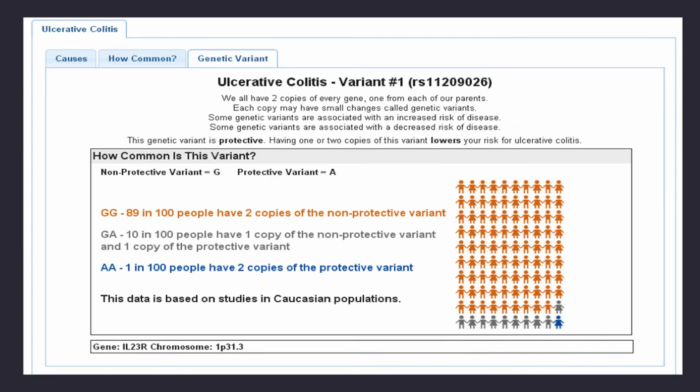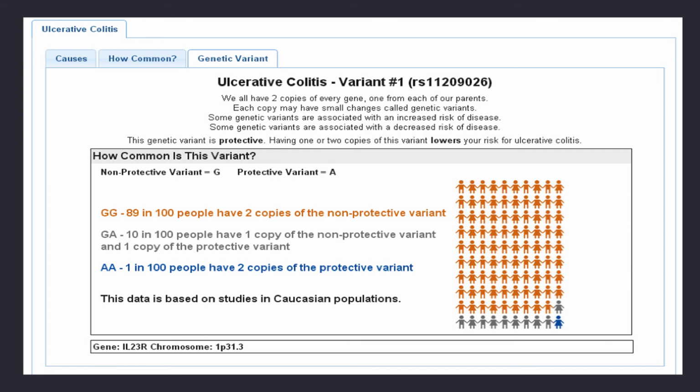Now let's talk specifically about the CPMC results and genetic risks for ulcerative colitis. Studies have shown that a particular genetic variant called RS11209026 is associated with a reduced risk for ulcerative colitis in people who have 2 copies of this variant. Remember that we all have 2 copies of every gene. We inherit 1 copy from our mother and 1 from our father. This means that for every genetic variant the CPMC study looks at, you can have either 0, 1, or 2 copies. Your CPMC results will tell you how many copies of this protective genetic variant you have.